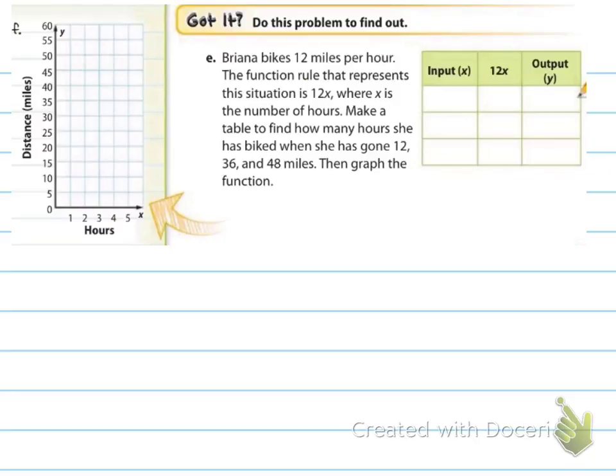Alright, now you're going to do E and F, and E says Brianna bikes 12 miles per hour. The function rule that represents the situation is 12x, where x is the number of hours. Make a table and find how many hours she has biked when she has gone 12, 36, and 48 miles, and then graph the function. So I need you to figure out where you need to put all these numbers, solve for the missing numbers, and then graph it. So when you come back, we'll go over those.